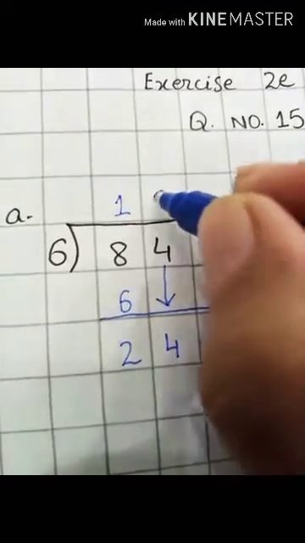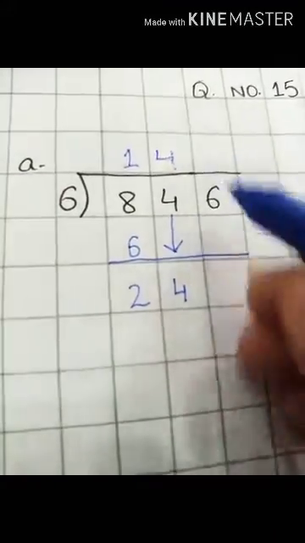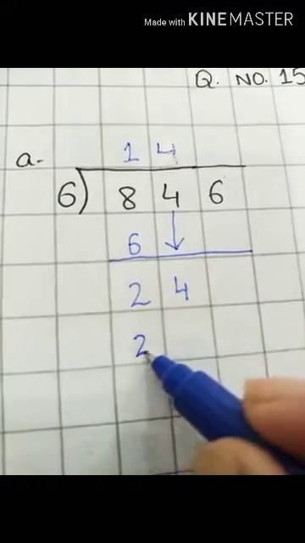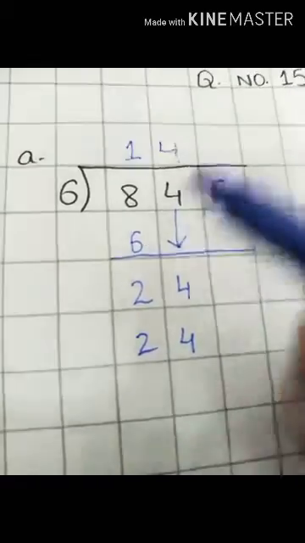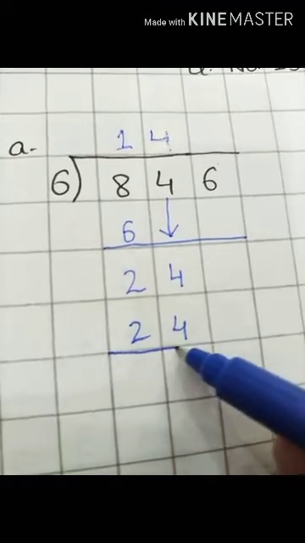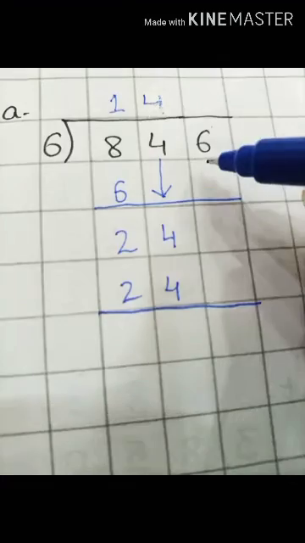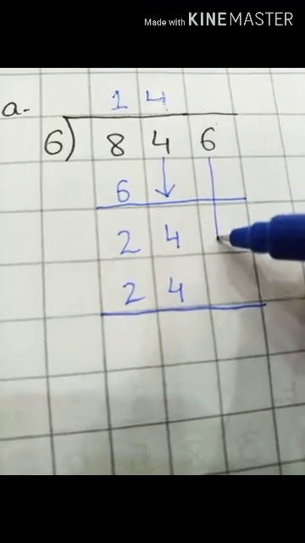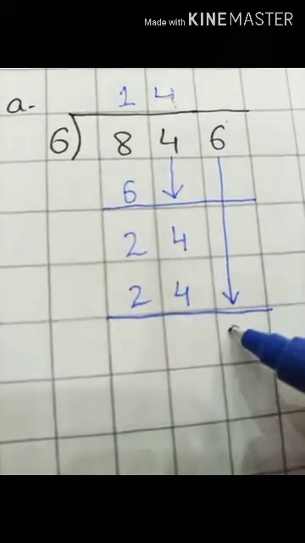Yes, 6 4s are 24. Look at this, students. I have written the 24 here, and this one is completely divided. So in the next step, we are doing the subtraction. 24 minus 24, that is 0. So I will have to bring this 6 down here. Now students, here is the number 6.